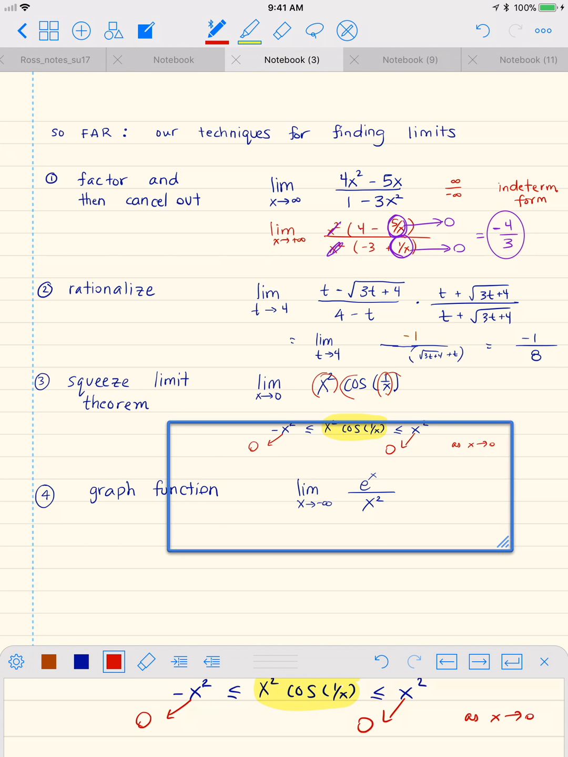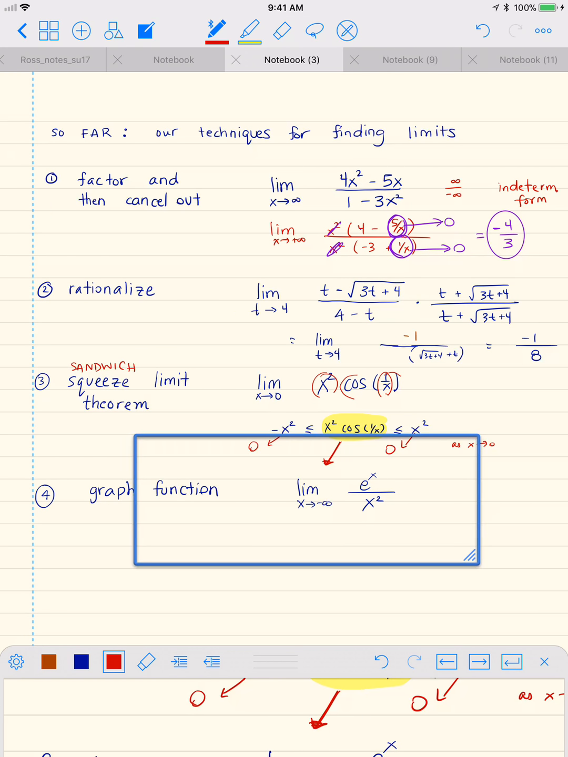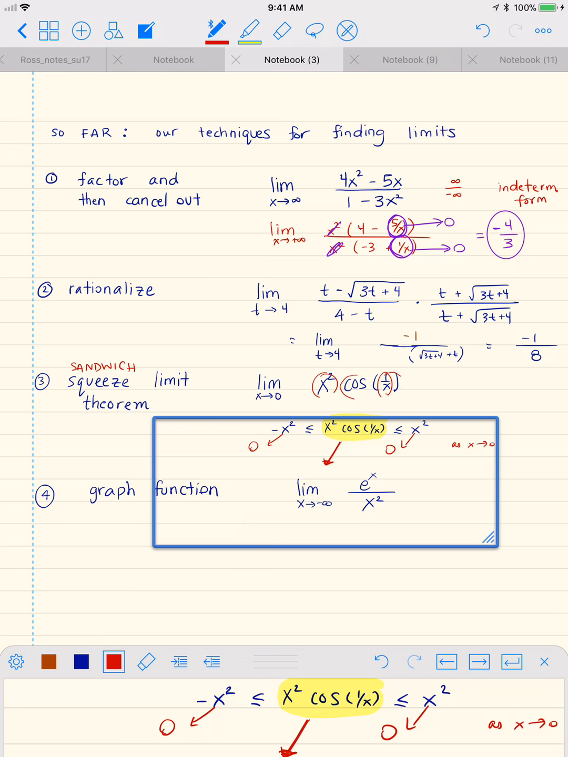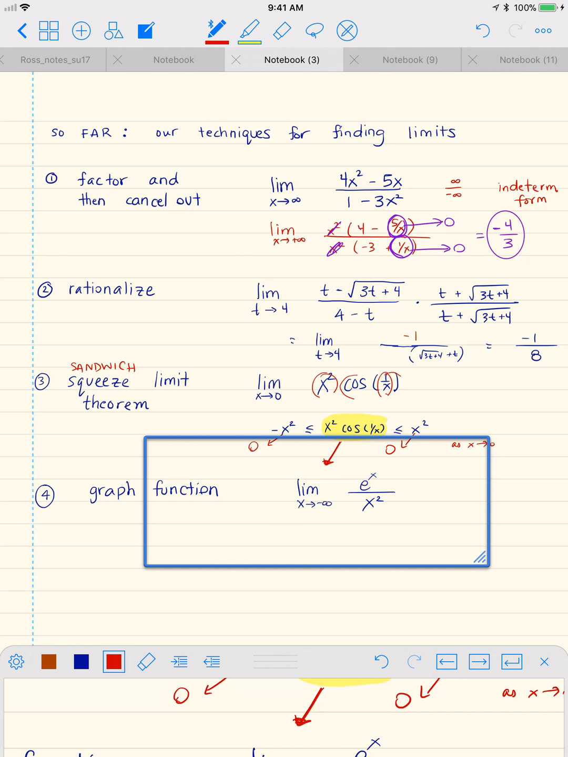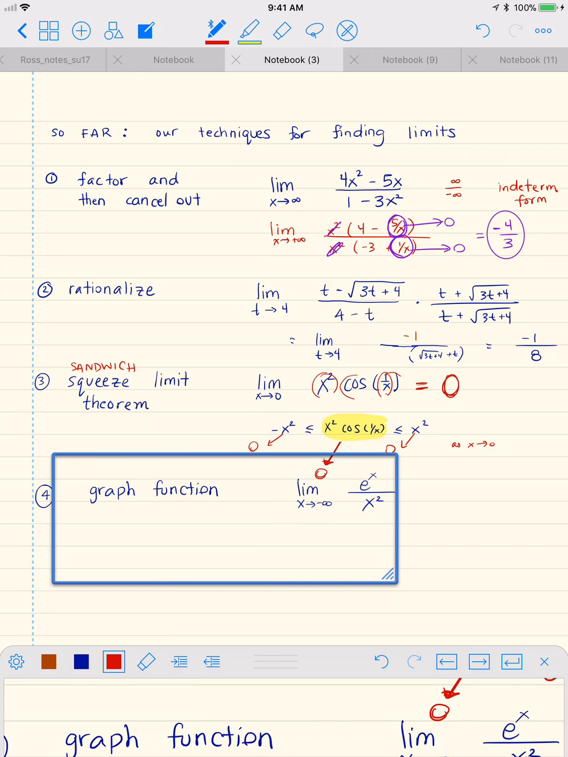So this thing in the middle, which is squeezed in between, it's also called the sandwich limit theorem, because the function that we're trying to find the limit of is going to approach the same limit as those upper and lower bounds. So this also has to go to 0. So our conclusion is that this limit is equal to 0.